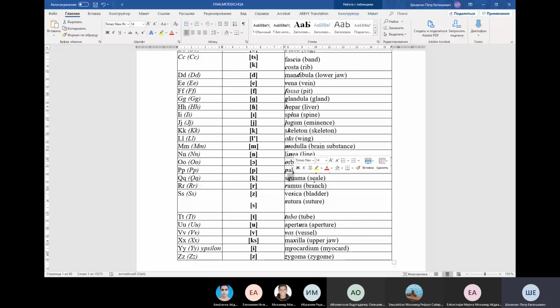Next one is T. And T comes in one option only, a T. The tube will be a tuba in Latin. Tuba. Correct.